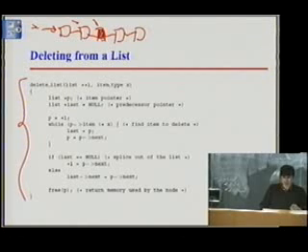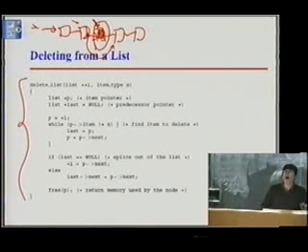If this is the item to delete, and I just have a pointer to the item to delete, what happens? Does that help me? Your answer is no. Why? Because for me to delete this item, I have to change the pointer in this node back there. Does everybody agree with that?